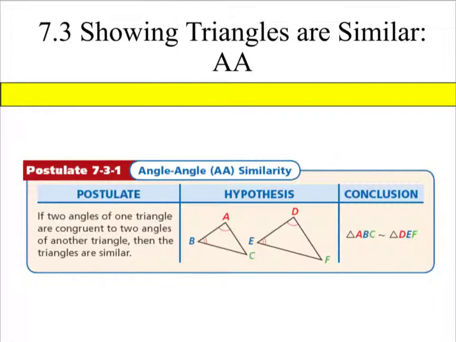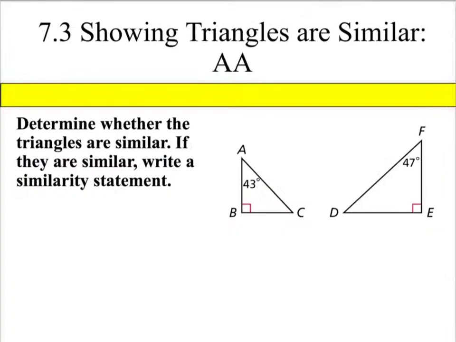Okay, so we are going to be moving on. So the very first one, what I want you to do is determine if the triangles are similar, and I'll show you how to do that. And then we're going to write a similarity statement. So this very first one, as we look at it, this is how the process goes. We have angle A is 43 degrees and angle F is 47 degrees. We know that angle B and angle E are congruent to each other.